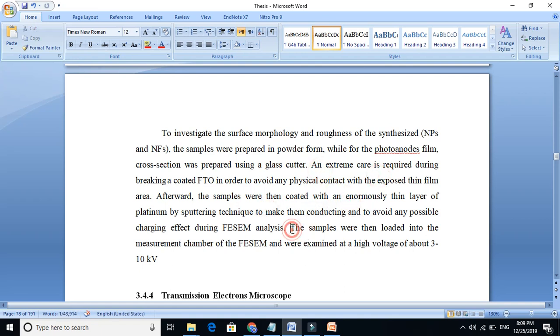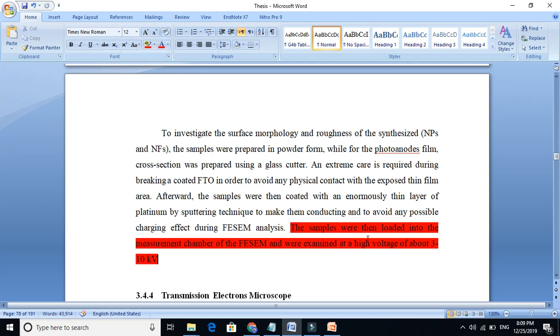The samples were then loaded into the measurement chamber of the SEM and were examined at a high voltage. Afterward the samples were coated with an extremely thin layer of platinum. This is the whole story I start from here. Extreme care is required, breaking the coated FTO in order to avoid any physical contact with the exposed thin film. Afterward we coat the sample with an extremely thin layer of platinum by sputtering techniques to make them conducting and to avoid a possible charging effect during SEM analysis. This is also something we explain.